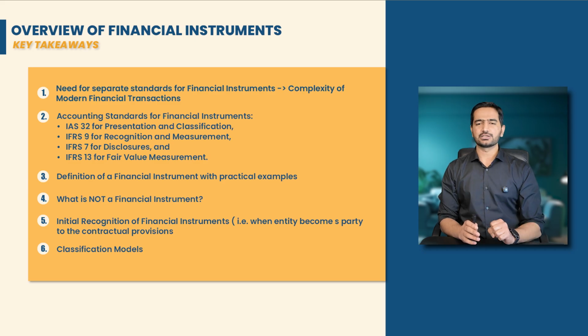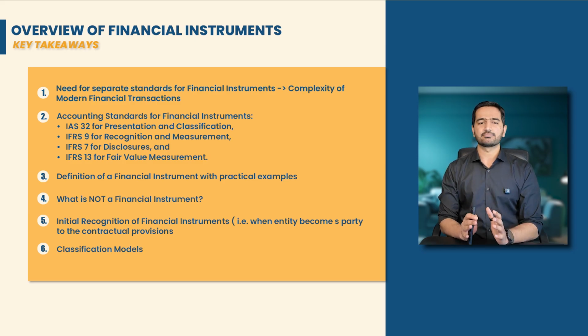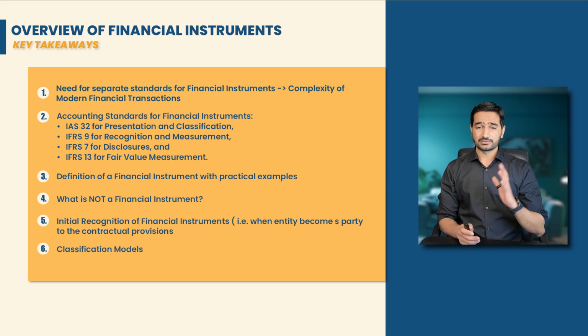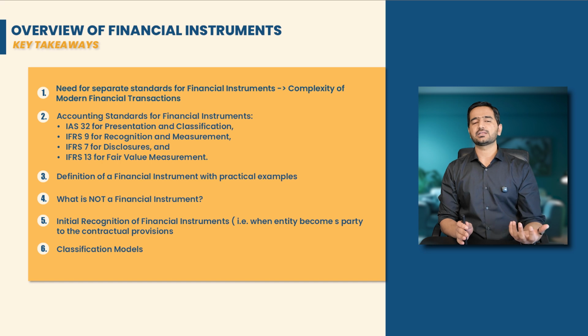We covered initial recognition, that is, when you recognize a financial instrument: when you become party to the contractual provisions. And we covered the classification models, the big picture framework of IFRS 9 that everything else in this chapter is built upon. In our next lectures, we will start going deeper. So I hope I have been able to explain these concepts clearly to you. This was an overview lecture, our map of the territory. Now in the lectures ahead, we will explore each part of that map in detail.